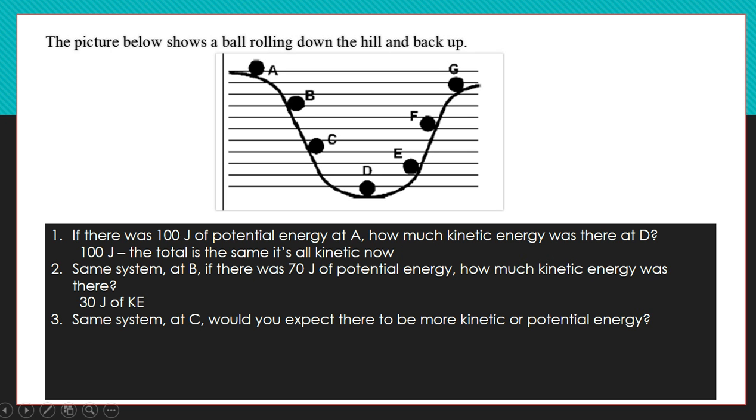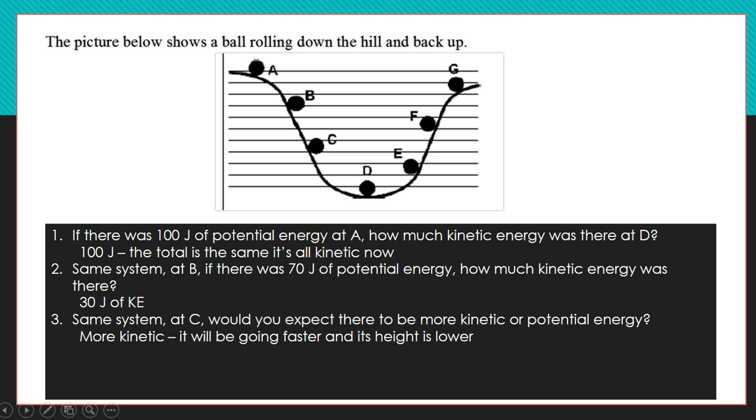For the same system, so still 100 joules of total energy, at letter C, would you expect there to be more kinetic or potential energy? Now, if I'm you, I'm going to count these lines. 1, 2, 3, 4, 5, 6, 7, 8, 9, 10, 11 maybe. Well, C is only here between 4 and 5. So C is less than halfway to the top. So that means that the height is less than half, and so the potential energy would be less than half. So we would expect there to be more kinetic energy.